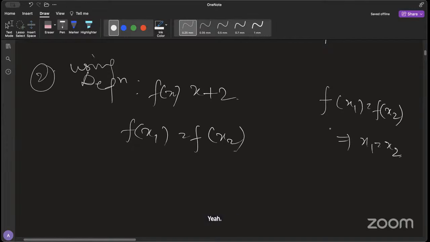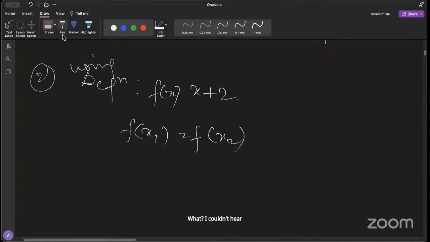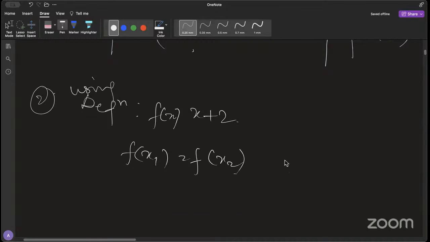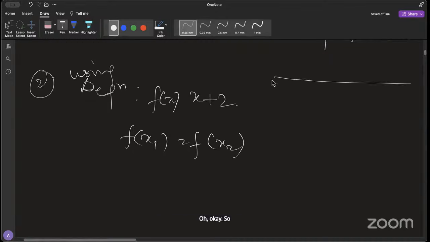Ma'am, if x1 equals x2, so the points are the same, so the function will be the same. Is it a one? I couldn't hear the last part of your question. Oh, okay. So can I repeat again?